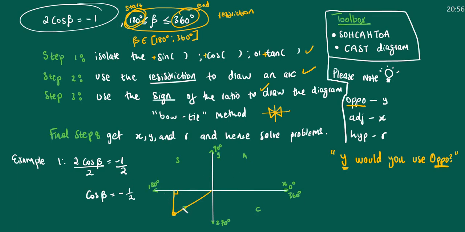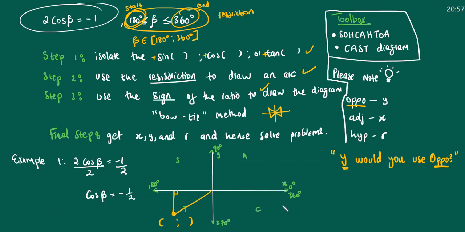Right. And then now that we have this, you can also, if you want, indicate it as a coordinate. I usually like it as a coordinate. So now those 2 steps are done. You have used the restriction to draw an arc. You have used the sign to draw the diagram. You are now okay. The final step now is just to fill in x, y, and r. Now how will I know which one is x? How will I know which one is r?